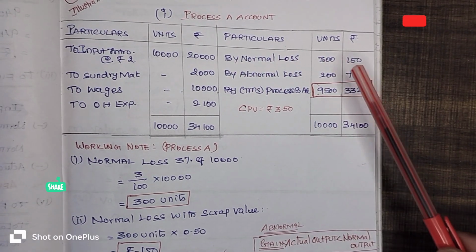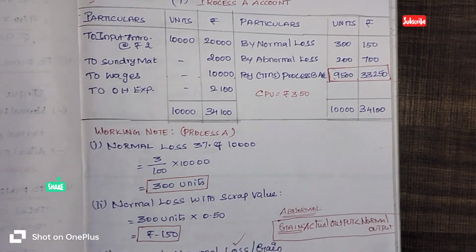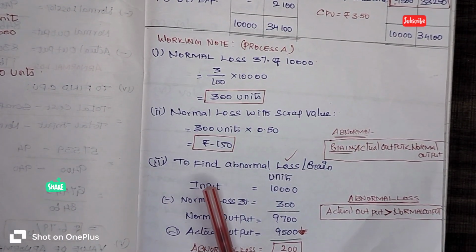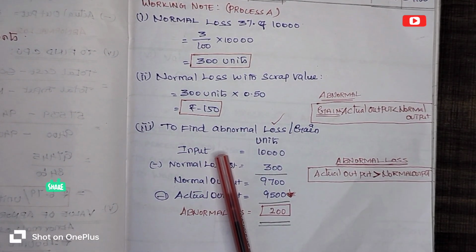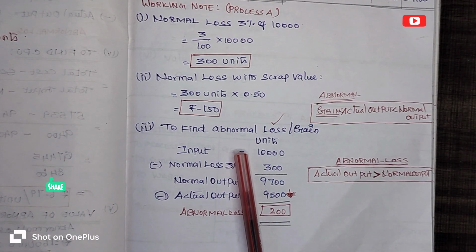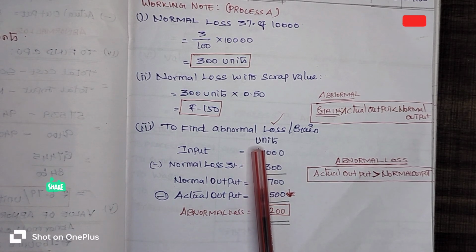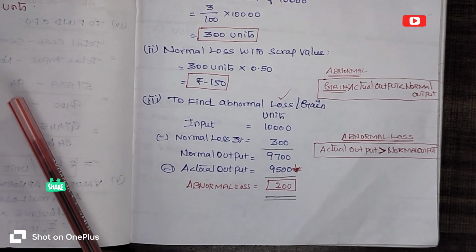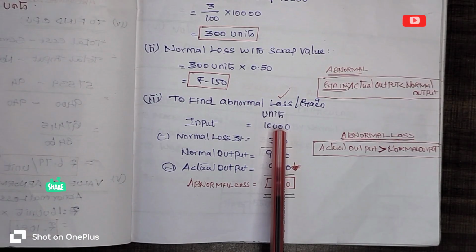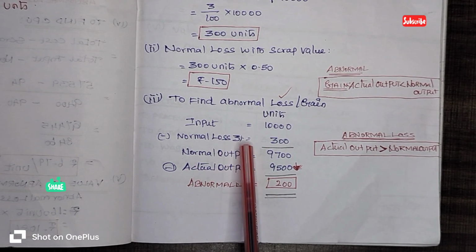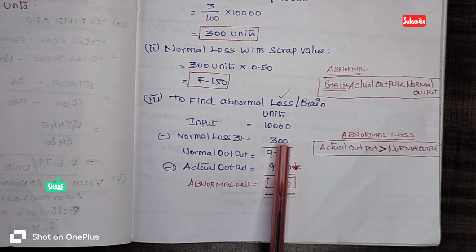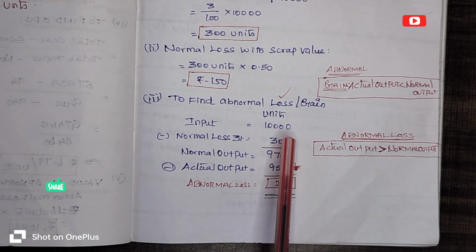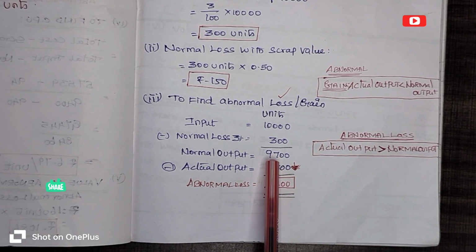Let's find out the abnormal loss. How can you find out the abnormal loss? Does process A have an abnormal loss or abnormal gain? How can you find out? We have a format for that. The input units, 10,000, will be subtracted by the normal loss of 3%, which means 300. After subtracting 300 from 10,000, you get 9,700 units.